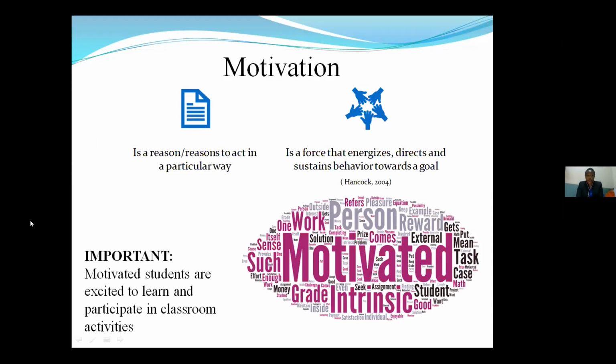motivation, we can say, is a reason for a person to act in a particular way. Or in other words, we can say it's that force behind any human action. Whenever a person wants to do something, that thing that is forcing him or her to do a certain thing, that is what you call a motivation.